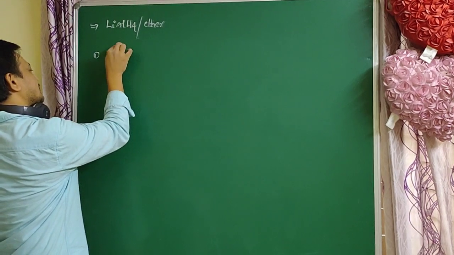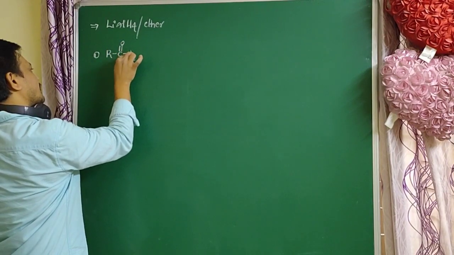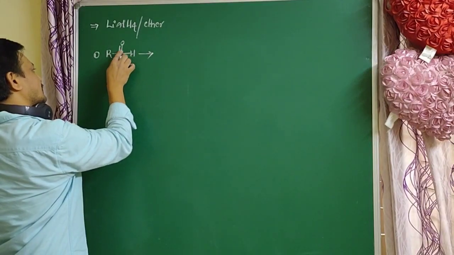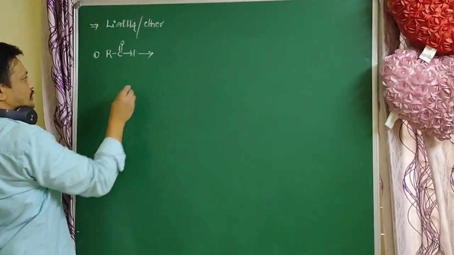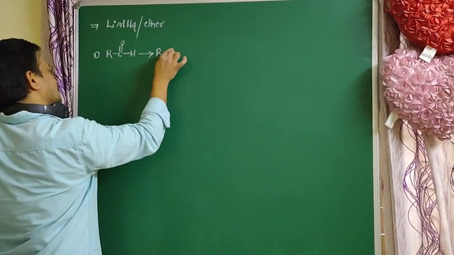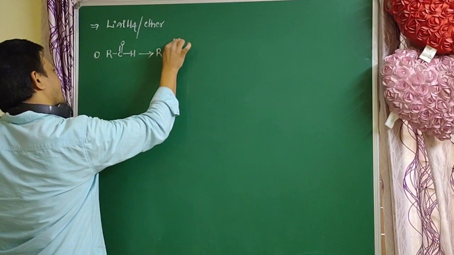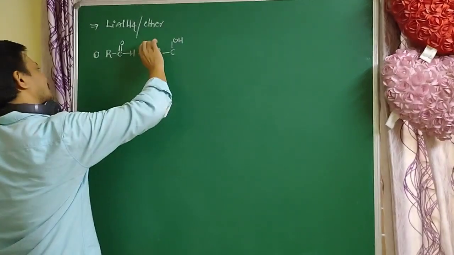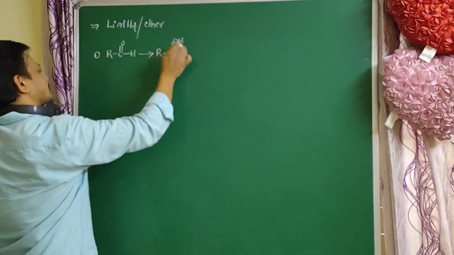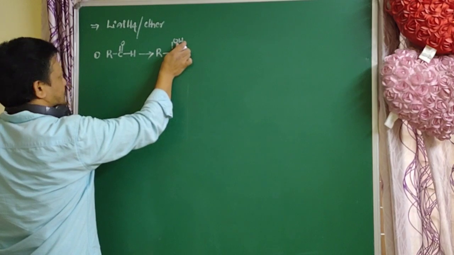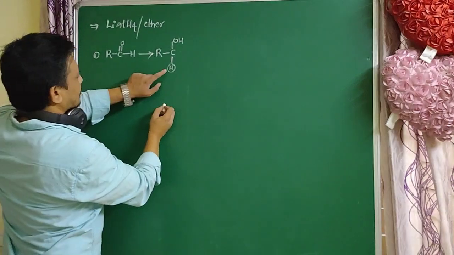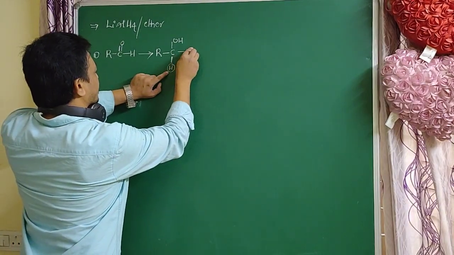aldehydes are easily reduced to primary alcohols. So add hydrogens, here one hydrogen, here one hydrogen. The hydride ion comes from this reagent and is added to carbon, followed by hydrolysis, where the solvent gives hydrogen H plus. This comes from the solvent. Here H comes from lithium aluminum hydride.